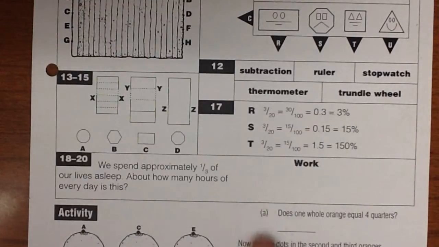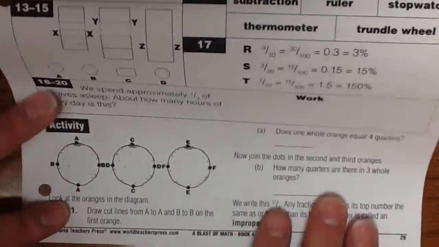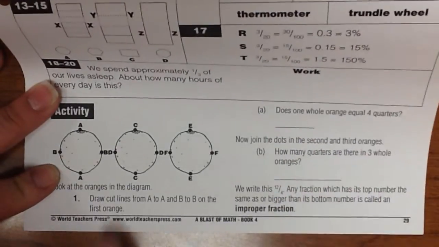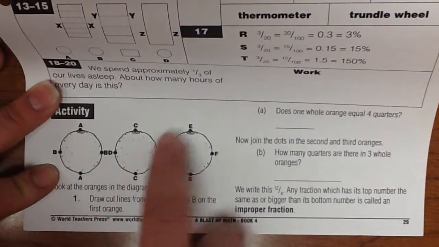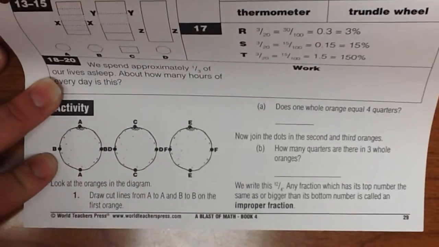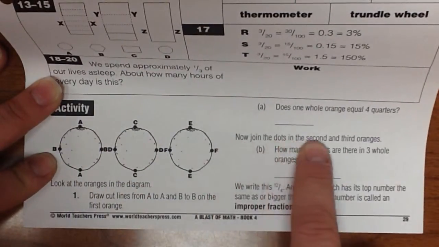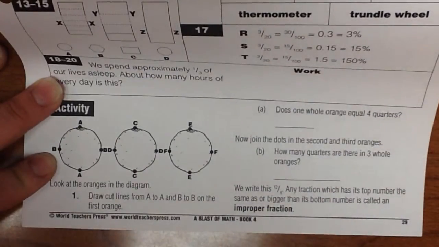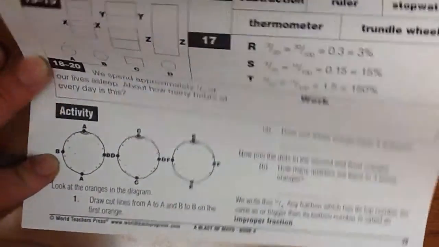You have 2 activity questions down here, questions A and B. It says, does 1 whole orange equal 4 quarters? Meaning if you cut along those lines, would 1 whole orange equal 4 quarters? It says, now join the dots in the second and third oranges. How many quarters are there in 3 whole oranges? All right.